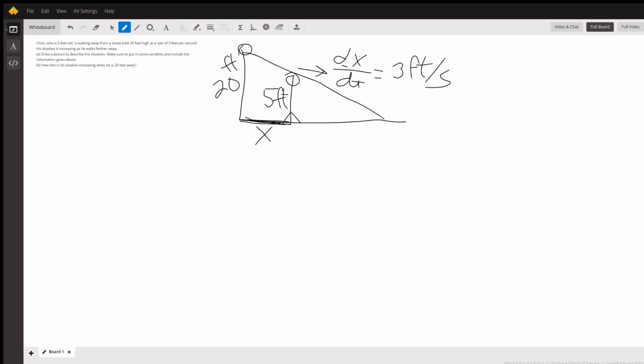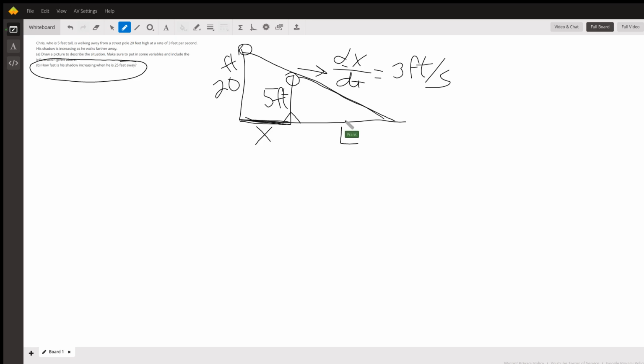Then it says the length of his shadow is increasing. I'll call that L. And I don't know what L is, or how L is changing. I'll figure that out in a second. We'll get to that at the end: how fast is it changing when he's 25 feet away? Well, there's the picture. And now when he's 25 feet away, I'll look at this.